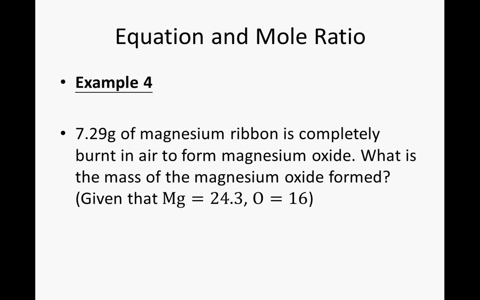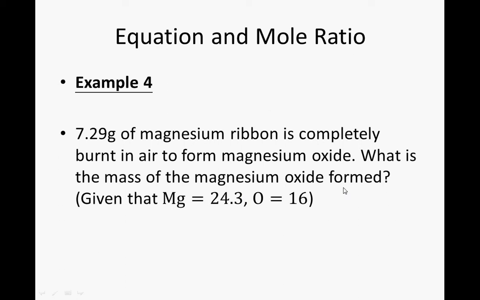7.29 gram magnesium ribbon, completely burned. The word completely is a keyword. It means all the magnesium has been reacted. So in the equation you can use this amount. This is the amount of magnesium reacted, to form what? Magnesium oxide. So what is the mass of the magnesium oxide formed?